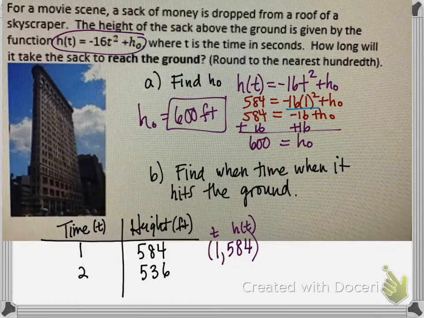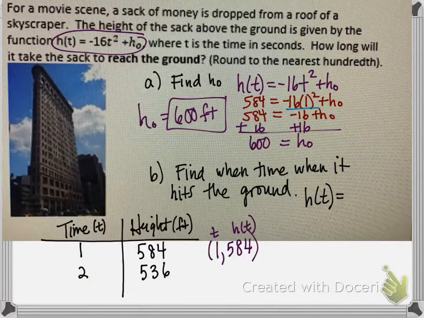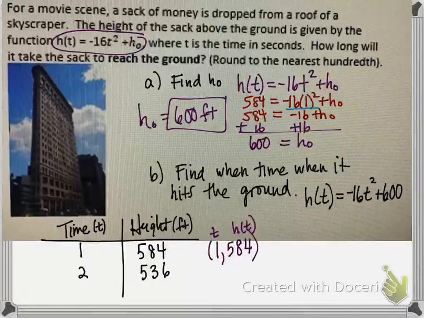Now that I know the initial height is 600 feet, I could write the equation. Height in relation to time is equal to negative 16t squared plus 600. So if I have to figure out when it hits the ground, that's when the height is 0. So that means I'm plugging in 0 for the height. So 0 equals negative 16t squared plus 600.